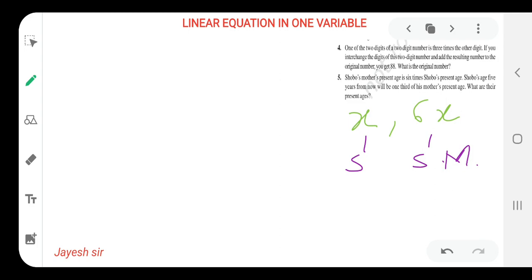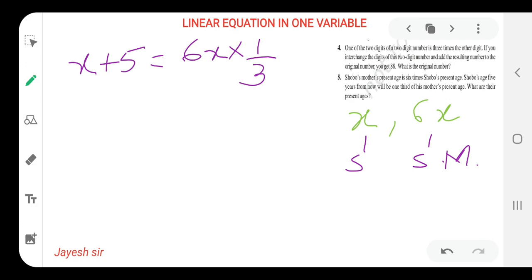Subho's age 5 years from now, after 5 years, that means x plus 5. Today it is x, and after 5 years it will become x plus 5. Subho's age 5 years from now will be equal to one third of her mother's present age, which is 6x. So we multiply 6x by one third, and this is the equation that we get.